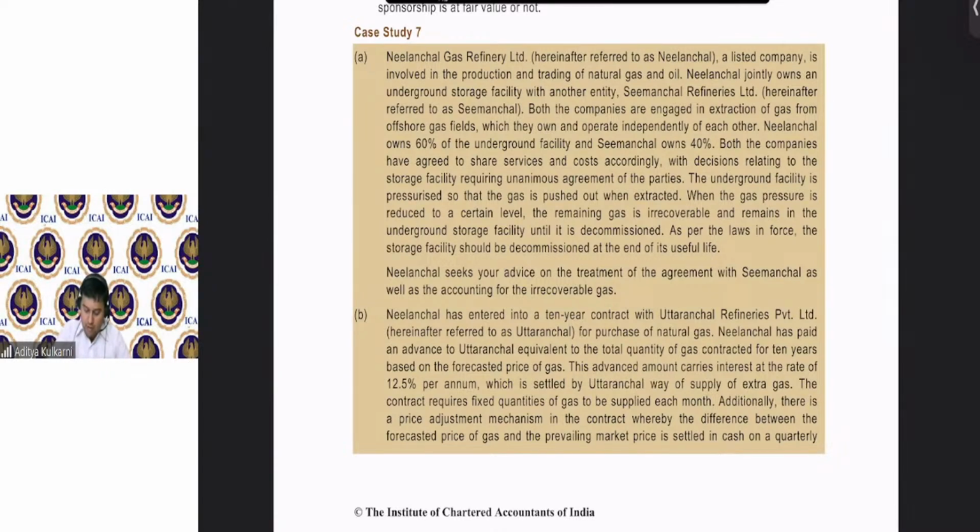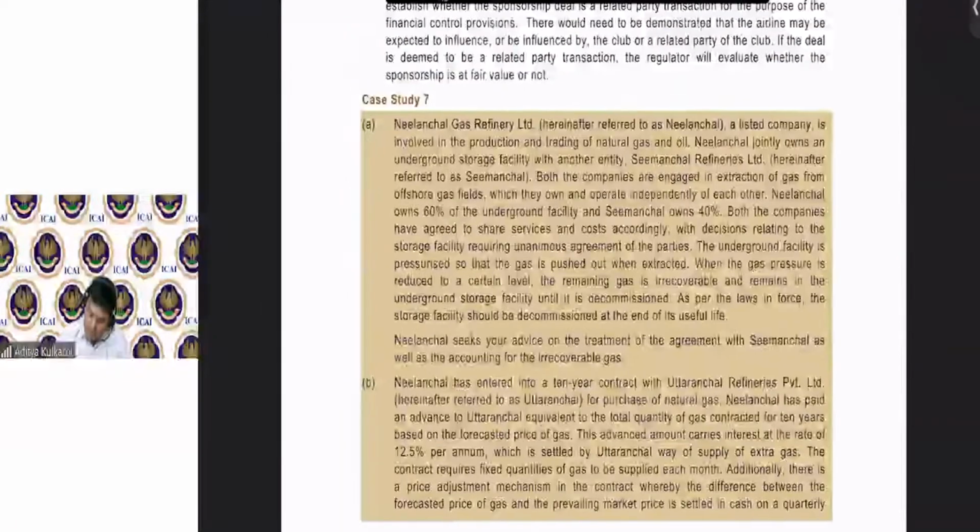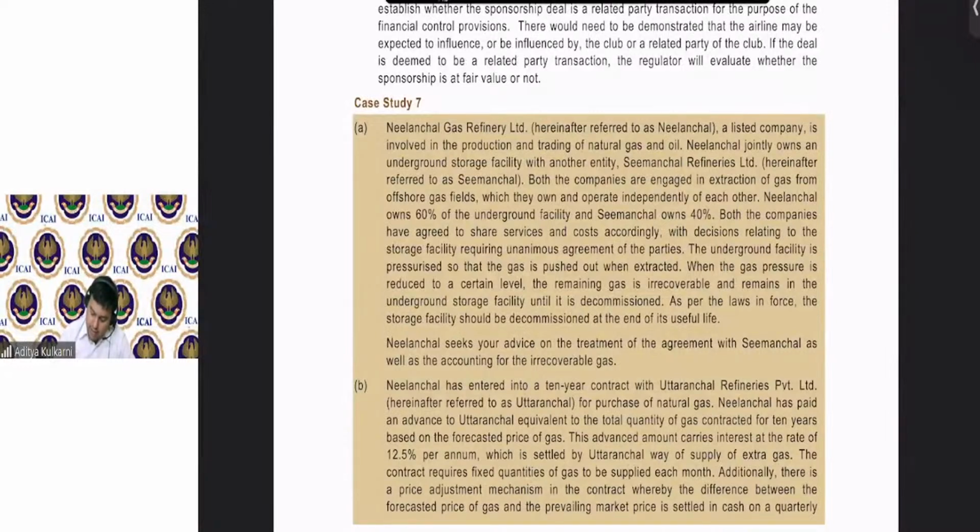Okay. So last question. Case study 7, Neelanchal Gas Refinery Limited, hereinafter referred to as Neelanchal, a listed company, is involved in the production and trading of natural gas and oil. Neelanchal jointly owns an underground storage facility with another entity, Seemanchal Refineries Limited, hereinafter referred to as Seemanchal. So I have two companies, Neelanchal and Seemanchal. Both of them are jointly owning an underground storage facility. They are different entities, mind you. They are jointly owning the facility.